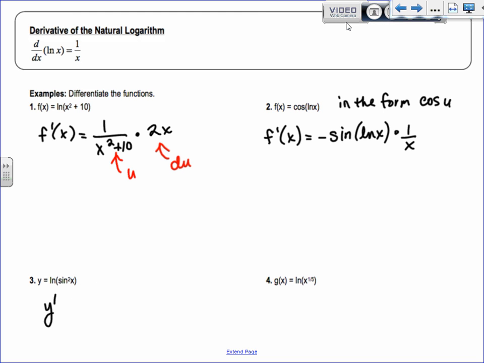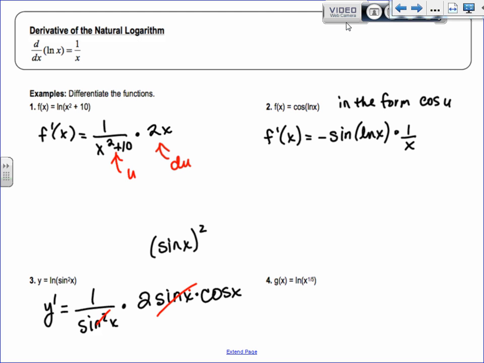So we're going to get y prime equals 1 over sine squared x, but then I need to multiply by the derivative of sine squared x. So I'm going to have 2 sine of x, remember it's sine of x squared, so it's in the form u squared, so 2u du, cosine x. Notice things cancel. So we end up getting 2 cosine x over sine of x, which is 2 cotangent x.